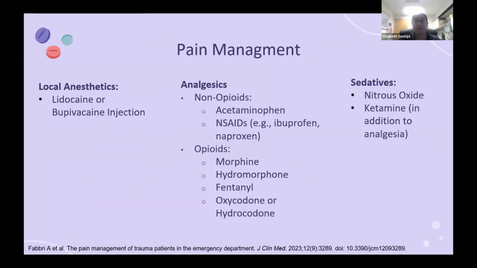As for pain management, there are multiple agents that can be utilized. There are local anesthetics such as lidocaine, which can be used for nerve blocks in specific fractures, such as femoral nerve block for femur fractures. There are analgesics such as non-opioids and opioids. For this presentation, I'll be focusing on acetaminophen, NSAIDs, and morphine. There are also sedatives such as nitrous oxide and ketamine, which is in addition to its analgesic properties.